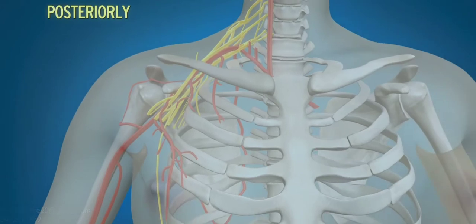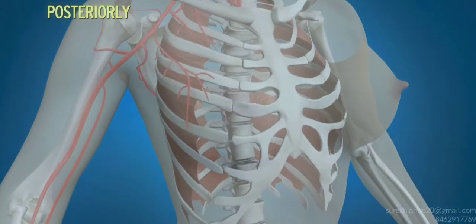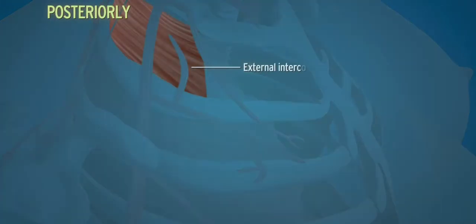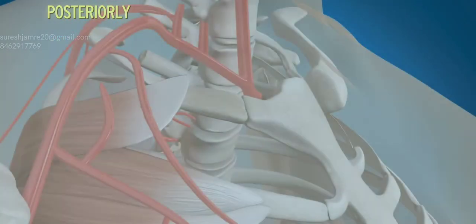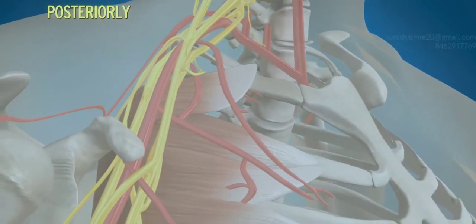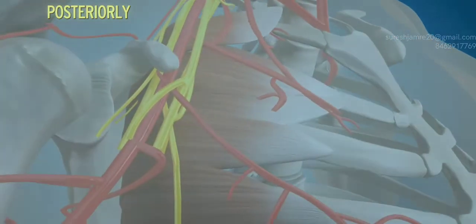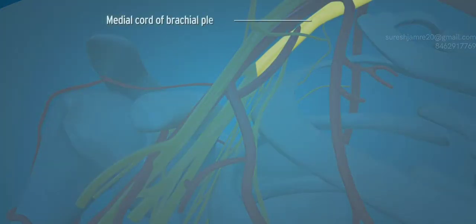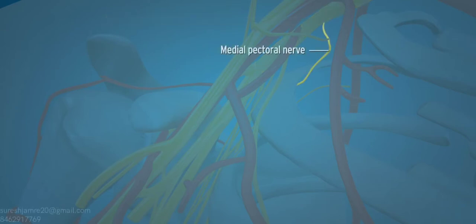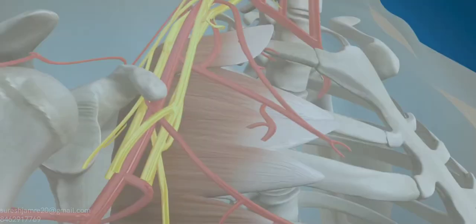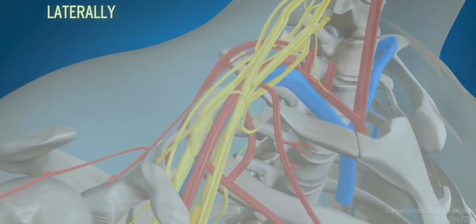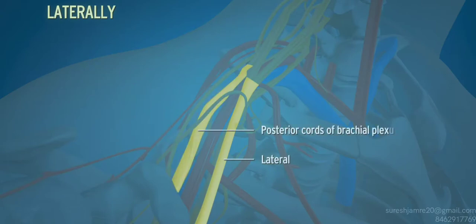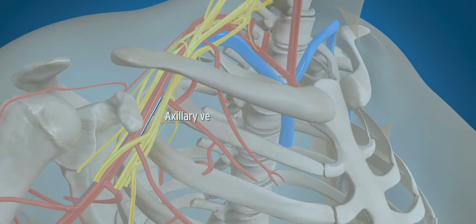Posteriorly, the first part is related to the first intercostal space and first external intercostal muscle, serratus anterior muscle, its first and second digitations, nerve to serratus anterior that runs over the muscle, medial cord of brachial plexus, and medial pectoral nerve, a branch from medial cord of brachial plexus. Laterally, the first part of the axillary artery is related to lateral and posterior cords of brachial plexus. Medially, there is axillary vein.